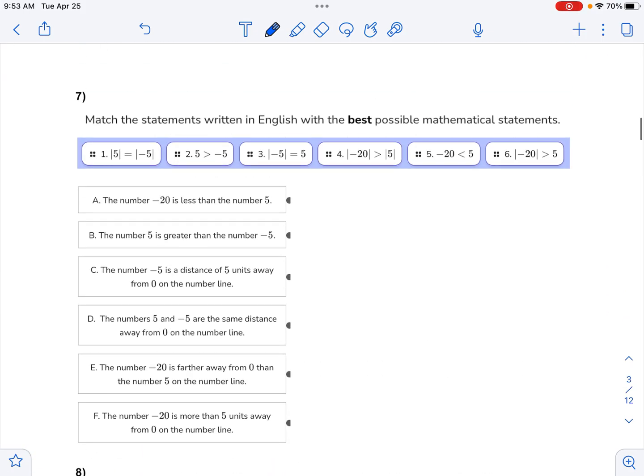All right, we're on number 7. We're doing great. If you need to pause, take a break, run around the house, go ahead and do that. Just don't scare anybody. Okay, so we need to match the best possible mathematical statements.